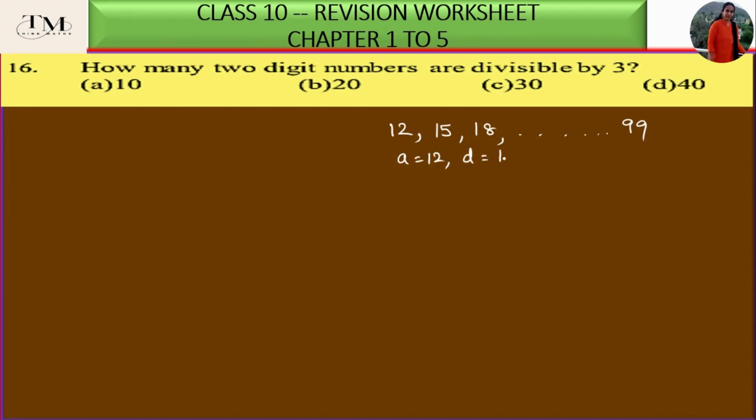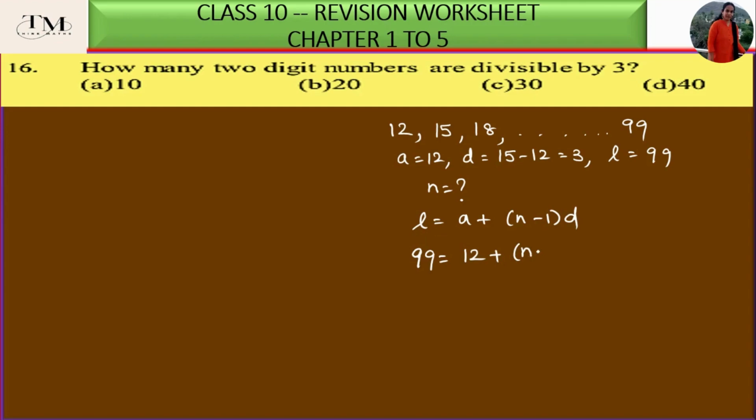So we have A is equal to 12. D is nothing but 15 minus 12, which is 3. And the last number is 99. What do we have to find? How many two-digit numbers? That is, we have to find n. So we know that L is equal to A plus n minus 1 into D. What is L? It is 99. A is 12 plus we don't know n. What is D? It is 3. So now 99, this plus 12 will become minus 12, equal to n minus 1 into 3.